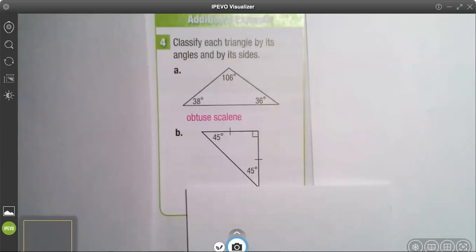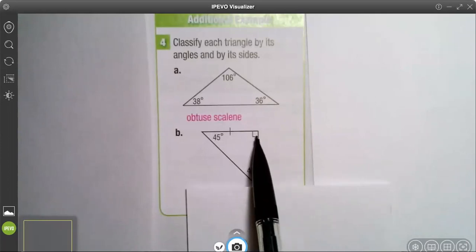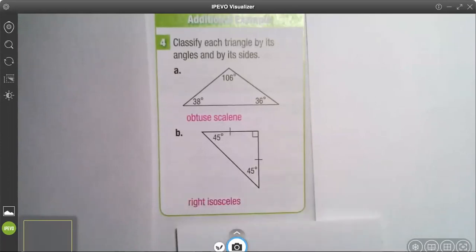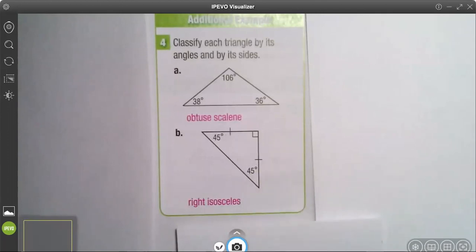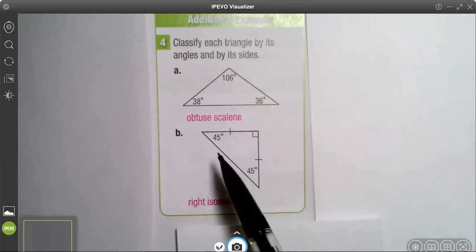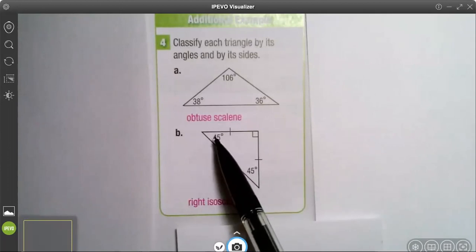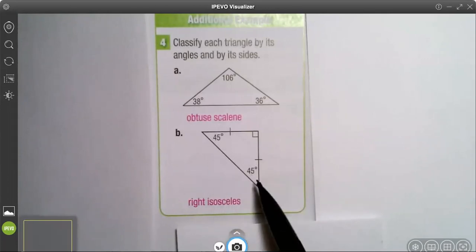Try B. Think about how you would classify B by its angles and by its sides. B would be a right isosceles triangle. It's a right triangle because you have a right angle. It's isosceles because you have two sides the same. Even if they didn't give you these two tick marks showing those two sides were the same, I would know you had two sides the same because they give you two 45-degree angles. So if these two angles are the same, congruent, then the sides across from these angles will also be the same, congruent. Right isosceles triangle.